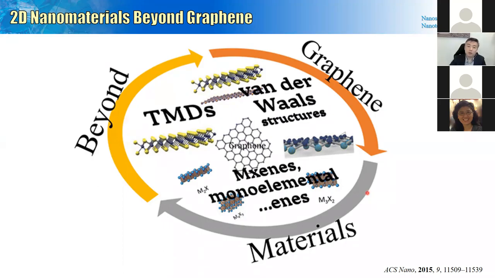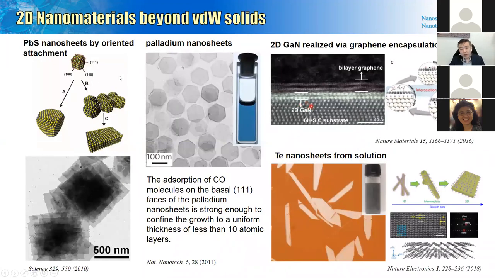Because we have been working on nanostructure growth for many years, we are trying to see if we can have something to stabilize the surface and grow materials into 2D morphology beyond this Van der Waals limitation. If we look around, there are materials emerging in this group called 2D nanomaterials beyond the Van der Waals solid, continuously.